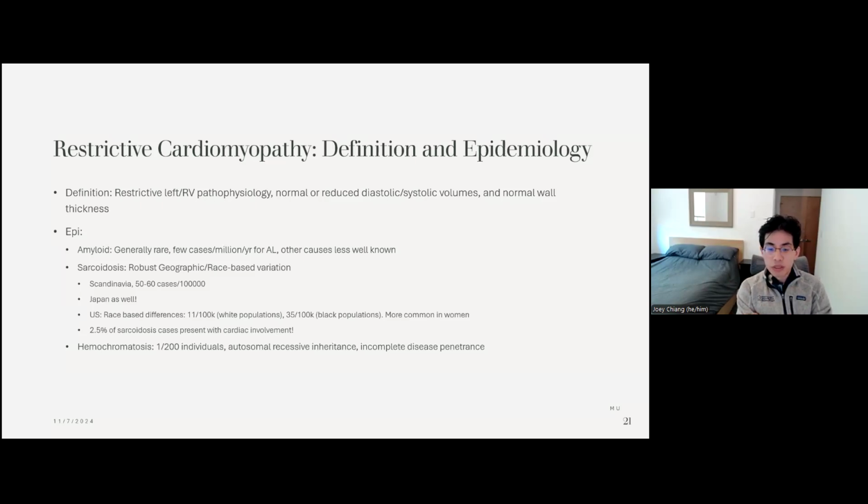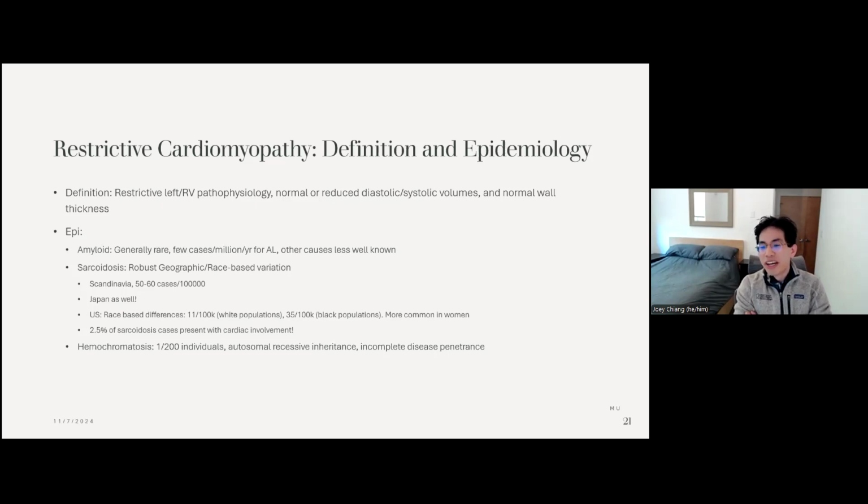There's a bunch of causes that can mediate this, but I'd really just think about our big three: amyloid, sarcoidosis, as well as hemochromatosis. So I'll go through them in sequential order as far as their epi. Amyloid's pretty rare for AL. ATTR, we aren't super certain of the prevalence of this. Sarcoidosis is actually quite common.